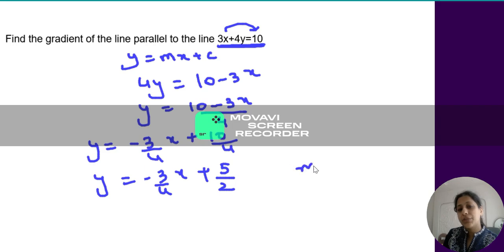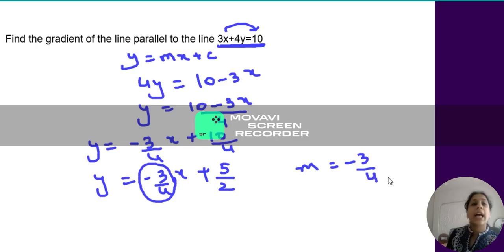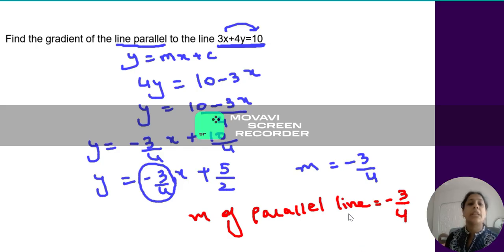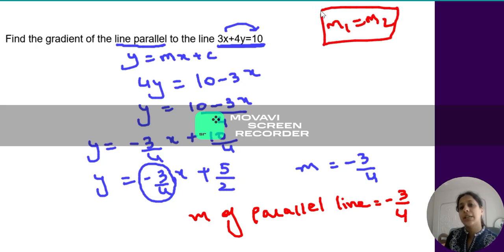Right? So the gradient of the line is the coefficient of x, and in this case that is minus 3 by 4. And now they are asking you to find the gradient of the parallel line, right? So the gradient of the parallel line is going to be the same as the given line, and that means it is equal to minus 3 by 4, right? So any two lines, if they're parallel, the gradients are equal. The gradients are equal if the lines are parallel.